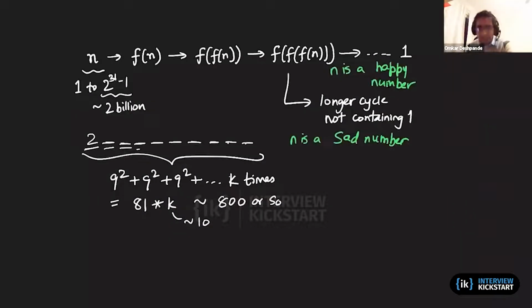And once we are in the cycle, we could just check whether the value that we are at is a 1 or not. If it's not a 1, then we know that it's a cycle containing many different numbers, which means the original number we started out from must be a sad number. And if we are at a 1, then the original number must be a happy number.